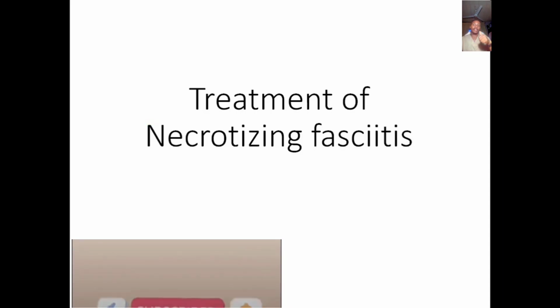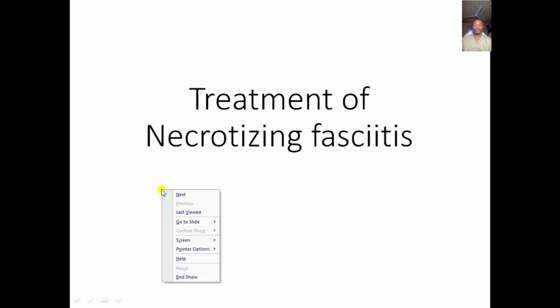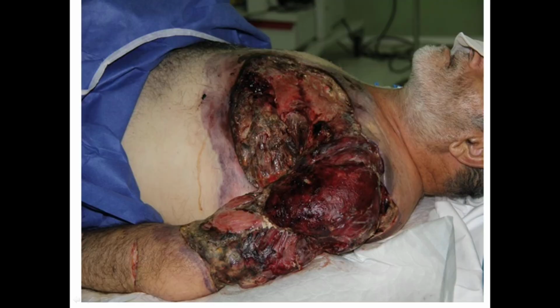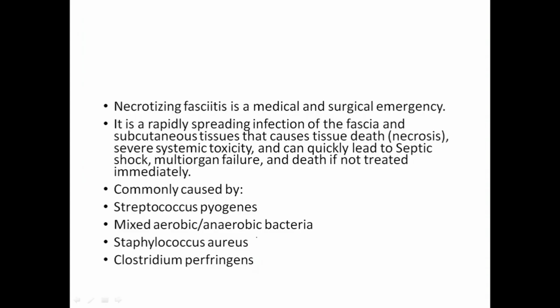Let's briefly look at the treatment for necrotizing fasciitis. So you can see an image of what necrotizing fasciitis looks like. You can see that the fascia is no longer there, and the skin is wiped away as well. You can see the muscle, and the purple and dark discoloration of the muscles. So necrotizing fasciitis is a medical and surgical emergency.